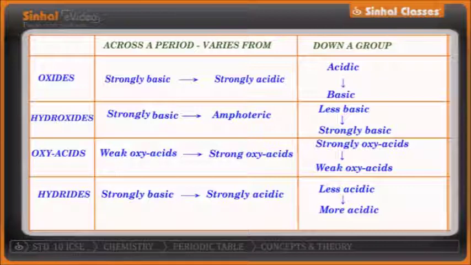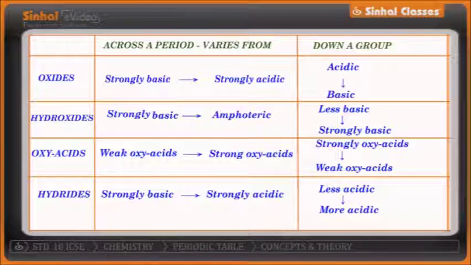With respect to hydroxide, as we go across, in the beginning on the left hand side it is strongly basic. Again, as we move away from left hand side moving towards right hand side, it becomes more amphoteric, whereas down the group it is less basic in the beginning and strongly basic as we go down the group.